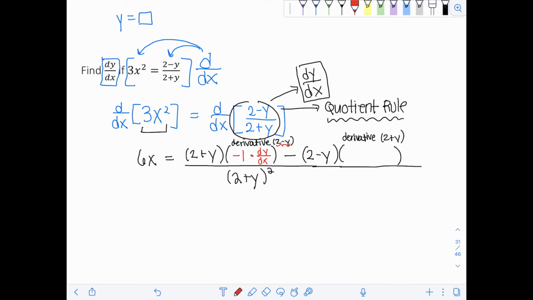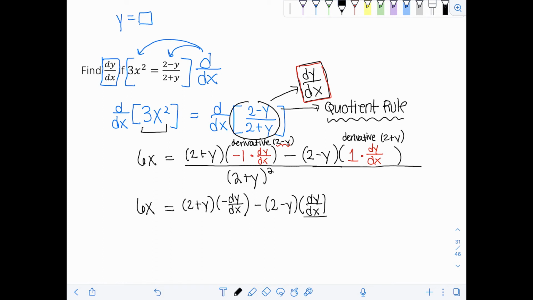Since I'm taking the derivative, I do need to keep in mind this concept of dy dx. But before I do that, I just want to take the derivative of 2 plus y. So the derivative of 2 plus y is actually a positive 1, because the derivative of 2 is 0, and the derivative of y is 1, because the derivative of x is 1. But since our variable was y, we need to multiply in dy dx. So now I've actually done all the work for the derivative. It's simplifying at this point. And so let me just go ahead and try and rewrite this. So we've got 6x equals, and this is (2 plus y) times negative dy dx minus (2 minus y) times positive dy dx, all over (2 plus y) squared.